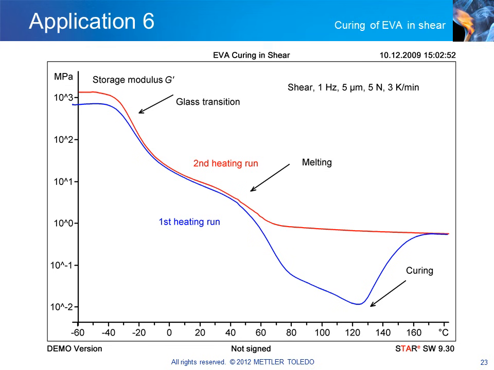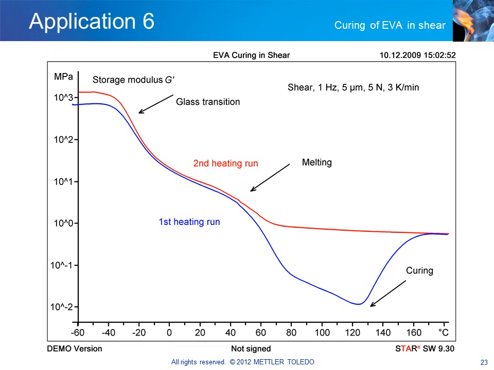This slide shows the first and second heating runs of an EVA copolymer measured in the shear mode between -60 and +200 degrees Celsius. EVA is used as an adhesive in the manufacture of photovoltaic modules. During the lamination process, EVA undergoes a curing reaction. This process can be easily studied by DMA.